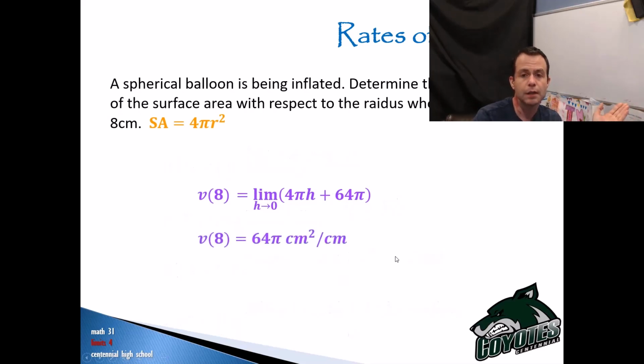So the surface area with respect to the radius, when the radius is 8 centimeters, the surface area is increasing at a rate of 64 pi centimeters squared per centimeter. So 64 pi centimeters squared per centimeter is the rate that this balloon is inflating at the moment, when the radius is 8. Remember, as soon as the radius is 8.1, that changes because we're talking about the instantaneous rate of change, right? But that's the rate of change at that moment.